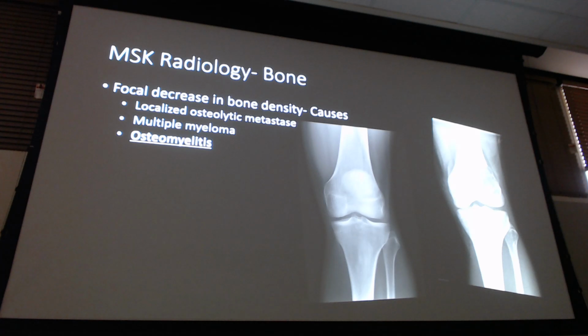Focal decrease in bone density. Which one is underlined and bolded? Osteomyelitis. That's the one that is testable.